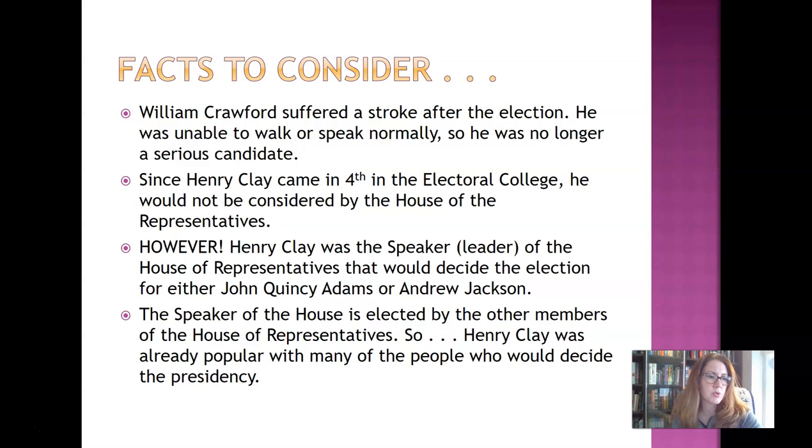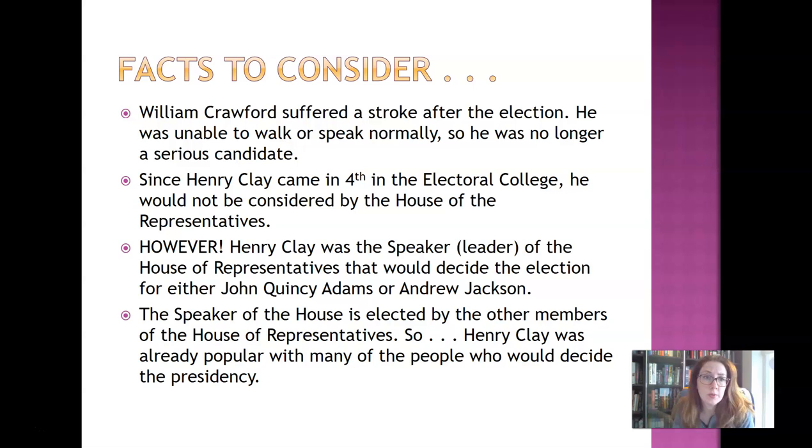So here are some things to consider moving forward. The election happened in November, and shortly thereafter, William Crawford had a stroke. And so he was really not a viable candidate anymore because he was unable to walk and speak normally. But he was still in the running, and he still got some votes in the House of Representatives.